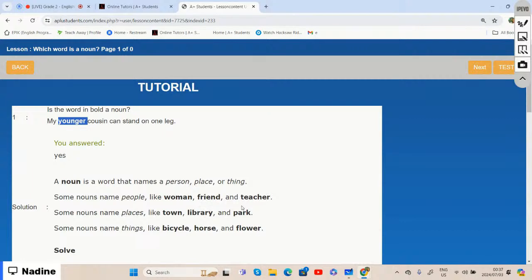All right, so if we look at that sentence, my younger cousin can stand on one leg, younger is not a noun, right? Younger is basically describing a noun, which is cousin. Cousin is a noun that names a person. So younger is like an adjective that describes cousin. It tells us what cousin. Is it younger cousin, older cousin, middle cousin, right? So younger is an adjective, so it is not a noun, right?